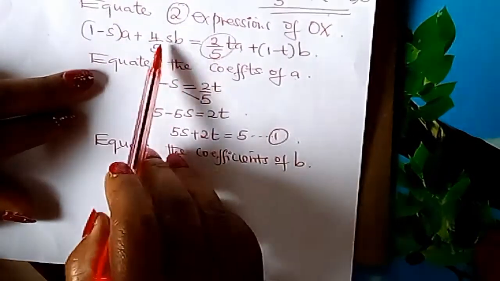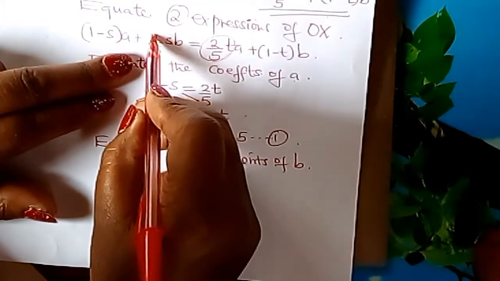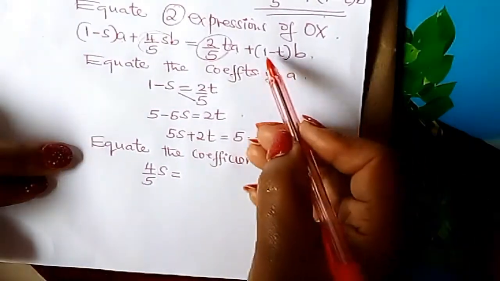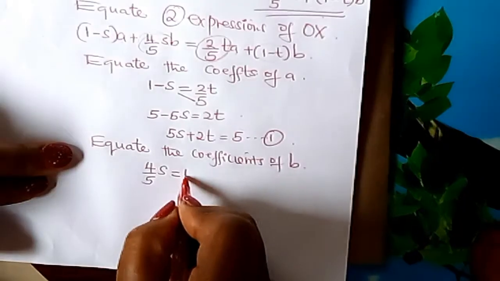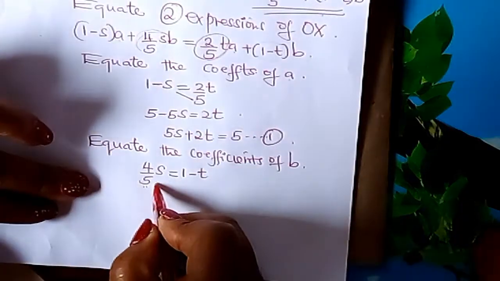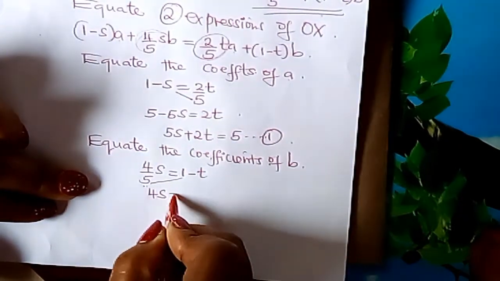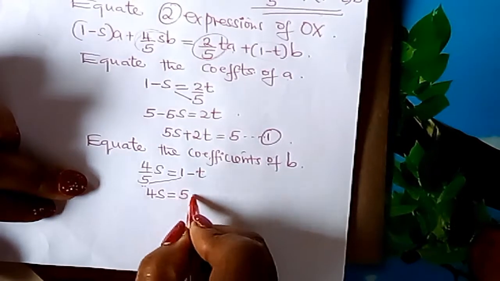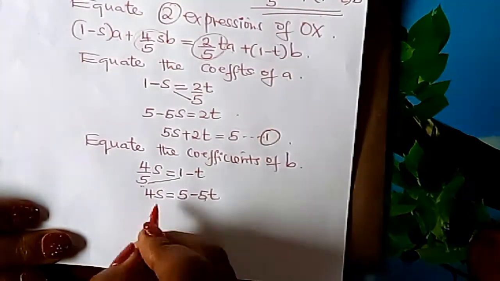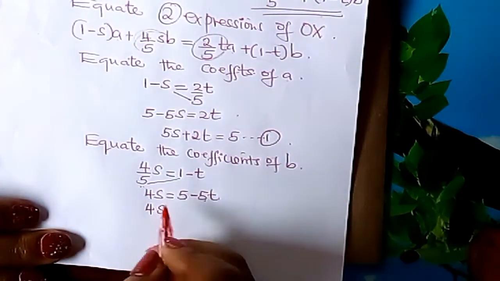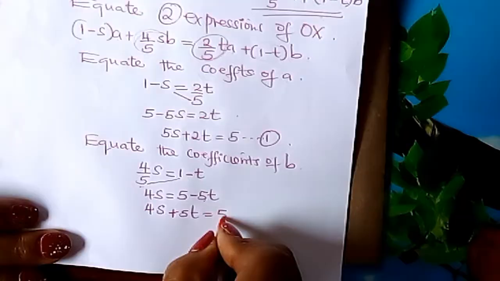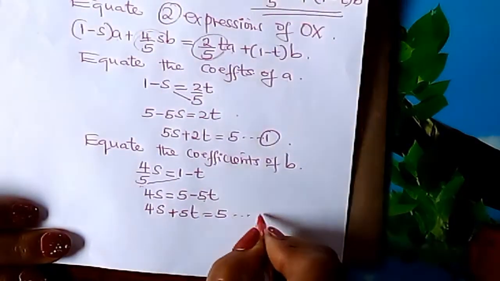We go back to our equation here. The coefficient of b on this side is 4 over 5s. On the other side, the coefficient of b is 1 minus t. Again, remove this denominator by multiplying both sides by 5, or just cross multiplying. So 4s equals what? Multiply this, 5 minus 5t. Organize this, bring this to this side, Lana. You get 4s, taking this to this side, it becomes positive 5t equals 5. Call that equation 2.